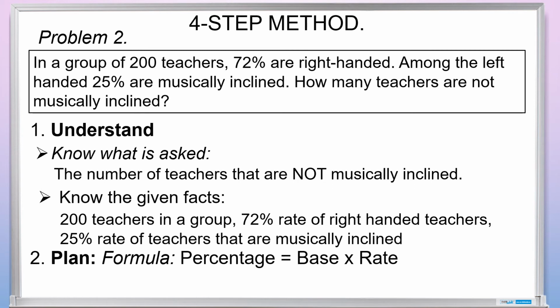Next step is plan. So the formula is percentage equals base times rate. And we are going to multiply.